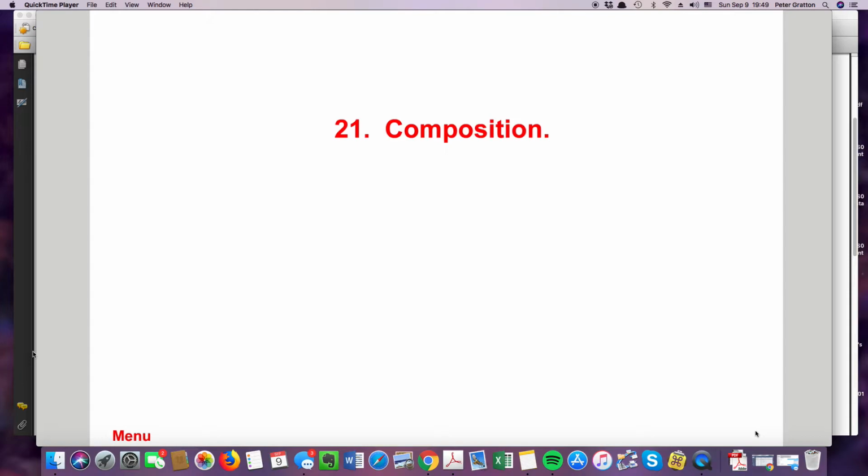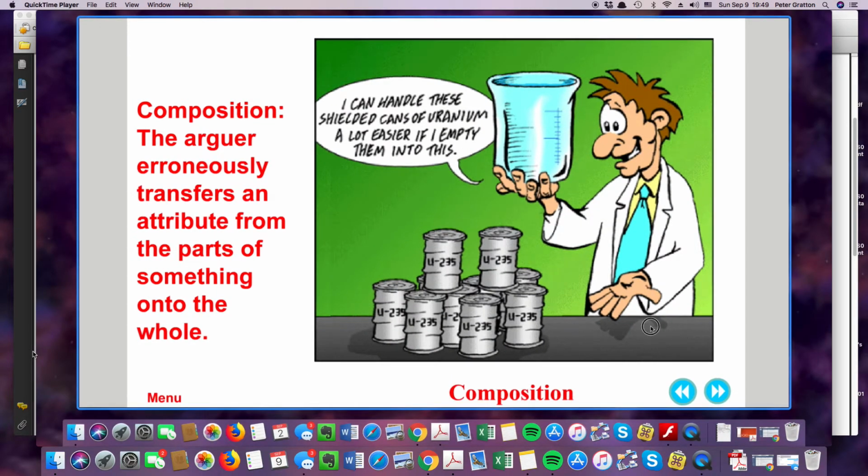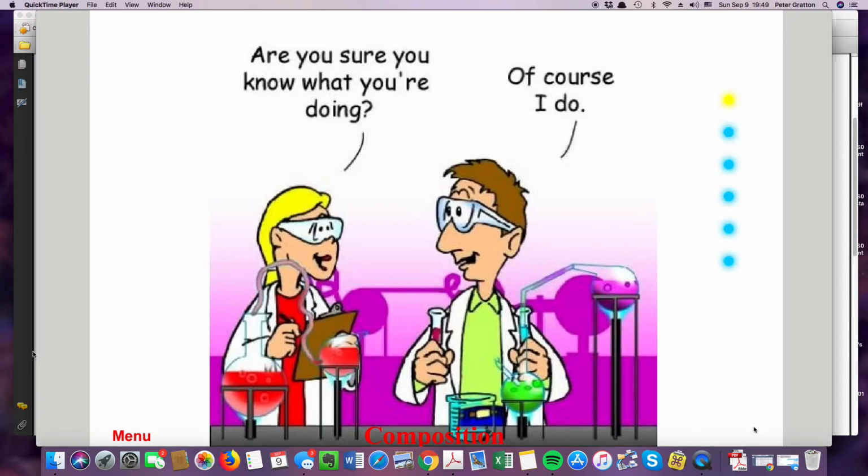Composition. I can handle these shielded cans of uranium a lot easier if I empty them into this. Okay? The arguer erroneously transfers an attribute from the parts of something onto the whole. They are safe there, but if you take them out of the shielding, then obviously that would create a problem. So he moves from a part to the whole. It's not the best example, but hopefully we'll see others.